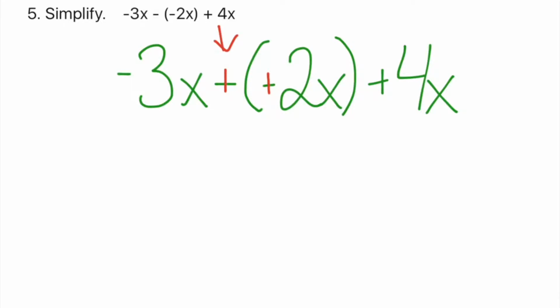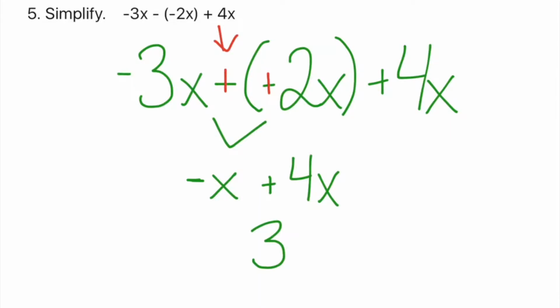And now I'm just going to work from left to right. So negative 3x plus positive 2x is a negative x, plus 4x. So again, I have one negative, one positive, so I find the difference and keep the sign of the larger. So 3x is what you get when you simplify.